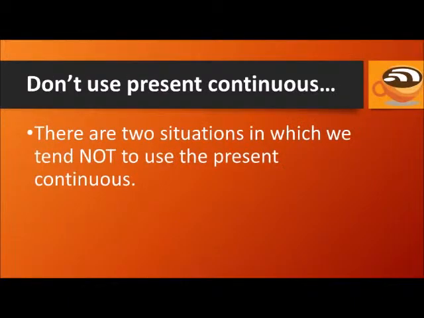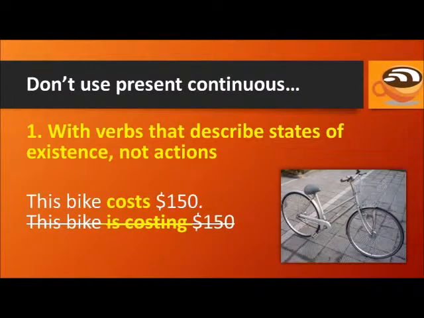There are two situations in which we tend not to use the present continuous. One is with verbs that describe states of existence, not actions. For example, this bike costs $150. Don't say, this bike is costing $150.